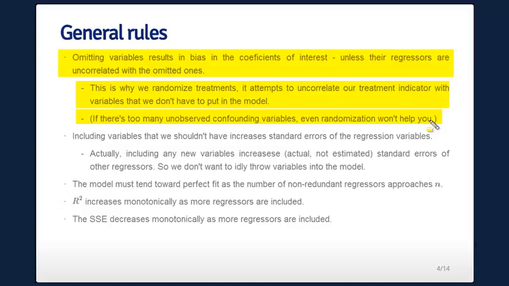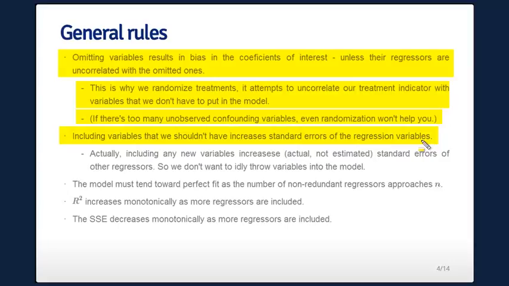But often you can't randomize. If you can't randomize and you really do need to include a variable in the model and you omit it, then it's going to induce bias in the coefficients that you're interested in. So you might say, okay, why don't I err on the side of caution and just throw everything into my regression model?